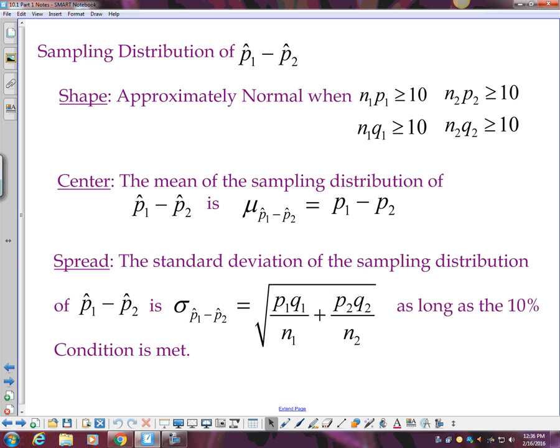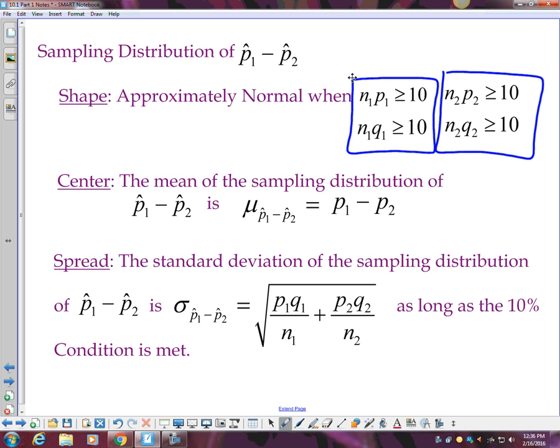So the sampling distribution of P hat sub 1 minus P hat sub 2. The shape is going to be approximately normal when the large counts condition happens, but you have to test it for both samples. So you've got n sub 1 times P sub 1 has to be greater than or equal to 10. You've got to check it for sample 1, and then you also have to be able to check it for sample 2. So you have to show both.